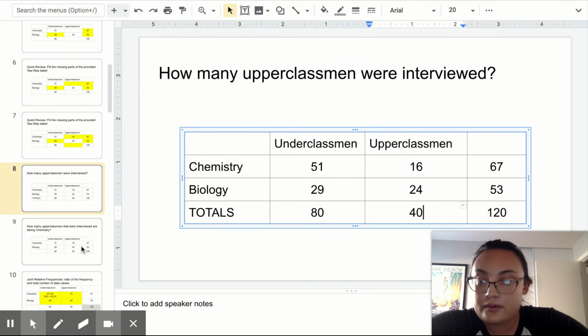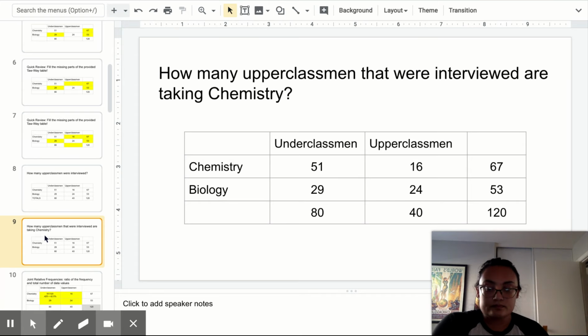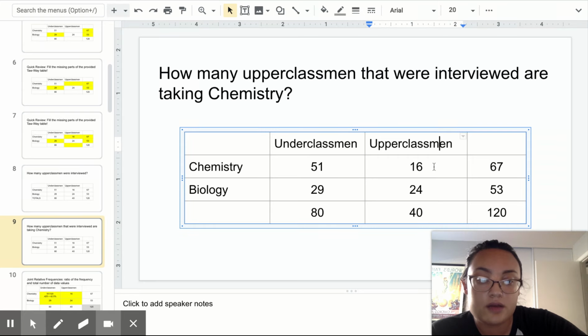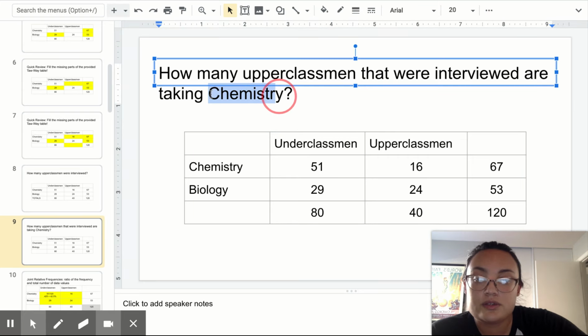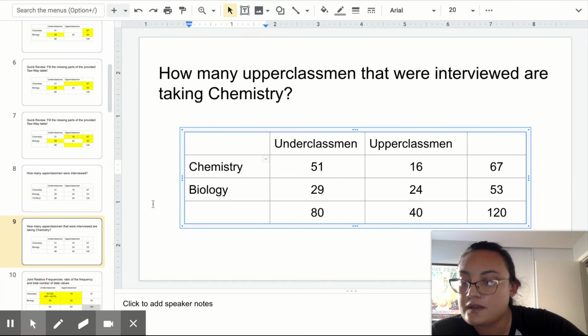Now, though, I want you to tell me how many upperclassmen interviewed are taking chemistry. So again, multiple choice, try that out. Okay, so again, two-way tables have two pieces of information. Upperclassmen, we knew we were looking at this column, and then it gave us a little more information: it wanted chemistry. So I look in my upperclassmen column, and then find who also correlates to chemistry. So that should have been 16.